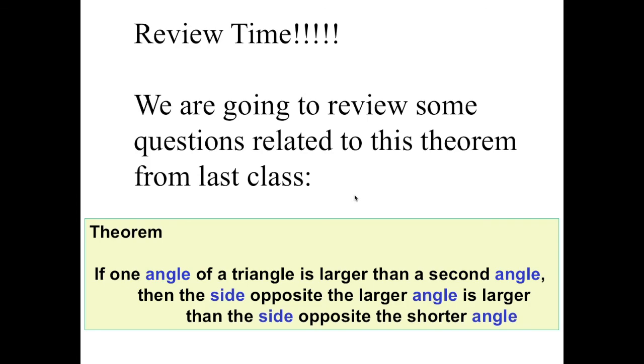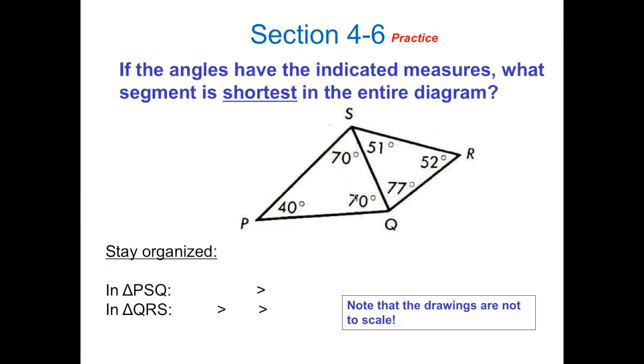If one angle of a triangle is larger than a second angle, then the side opposite the larger angle is larger than the side opposite the shorter angle. Makes sense. And you can think about this in terms of 3 angles within a single triangle. They're all different sizes. The larger angle is going to be opposite the longer side, and the larger side is opposite the largest angle of the 3. That being said, let's go ahead and jump into it here.